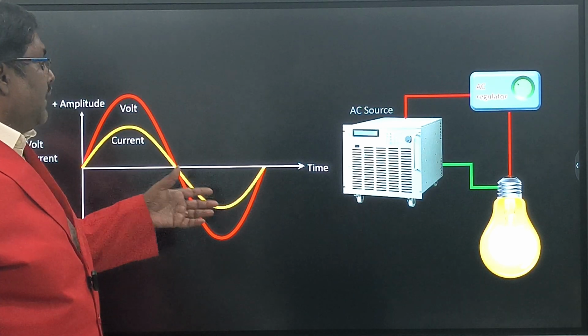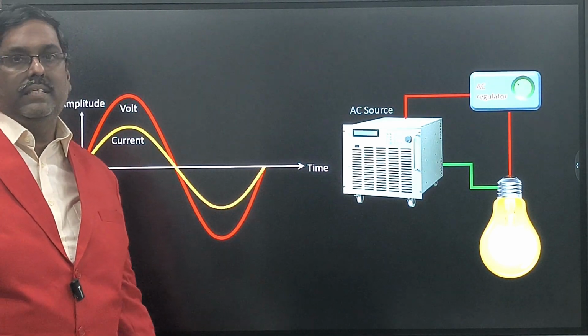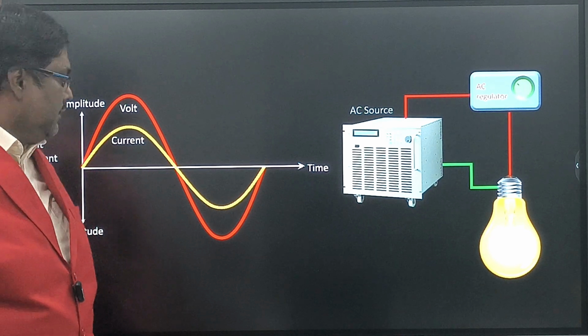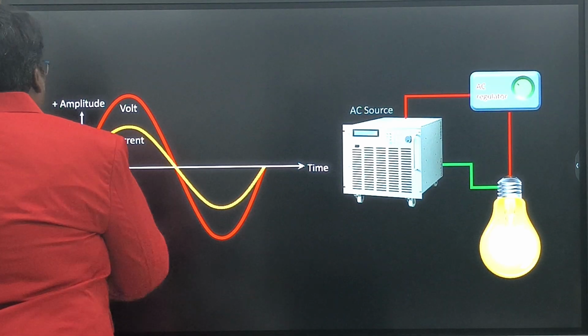So before that, this bulb, how much power is it taking? So the power formula, what is that? Power formula.